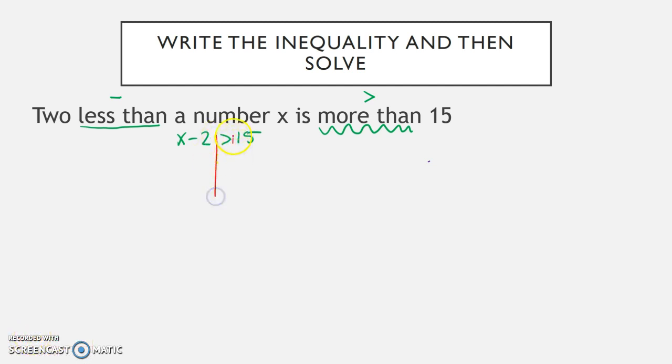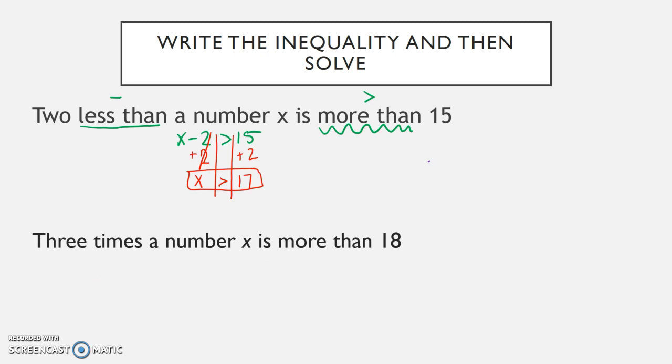Now I have to solve it. So this is a subtraction problem, so I need to use addition. I'm going to add 2 to both sides, and I've got x is greater than 17. I do not need to put this one on a number line. Our directions don't tell us to, so we're just going to leave that as is.